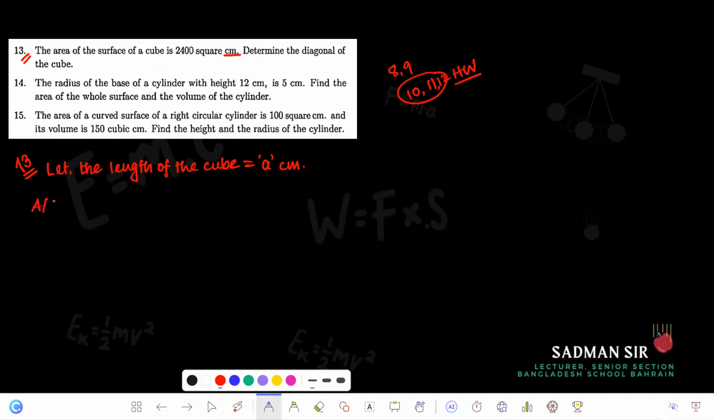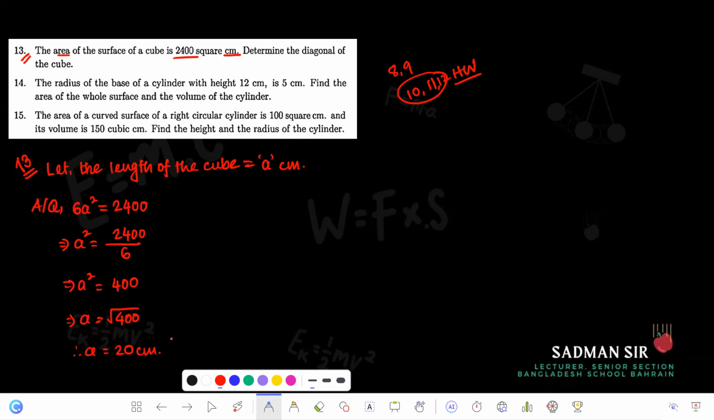Now, according to the question, what can we write? If one side is a, then the area of the whole surface is 6a square. We just learned that formula a little bit ago. That should be equal to 2400 because they said the area of the surface of the cube is 2400. From here, we can easily find the value of a. a square is 2400 divided by 6, that is equal to 400, so a will be root over 400. That should give us 20 centimeter. That is the length of each side.